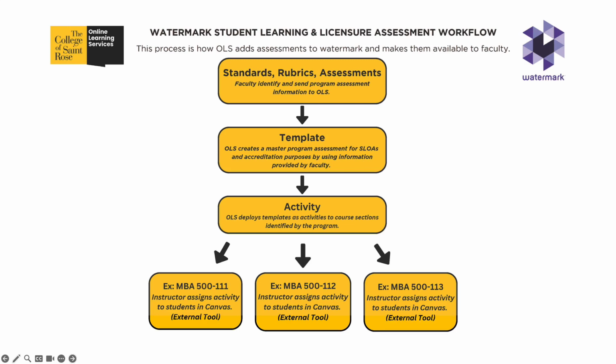From there, we then create activities, which is basically copying the template down into an activity. And what we do here in OLS is we have to deploy that activity to each of the sections of all the courses. So when you are teaching a specific section, we send those down to those sections. As you see in the graphic here, we create the activity and we deployed it to all three of these MBA courses. The role of the instructor at this point is to then link that, very similarly to how you did with Chalk and Wire, within Canvas itself.